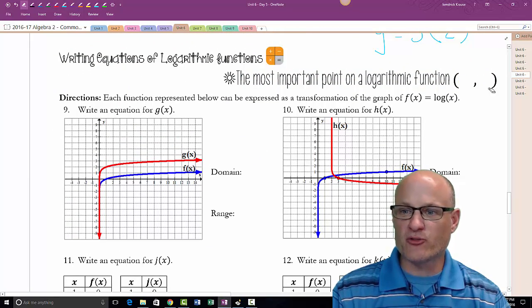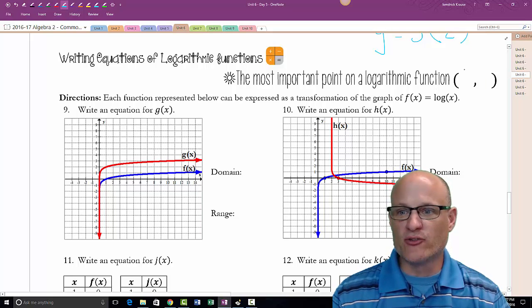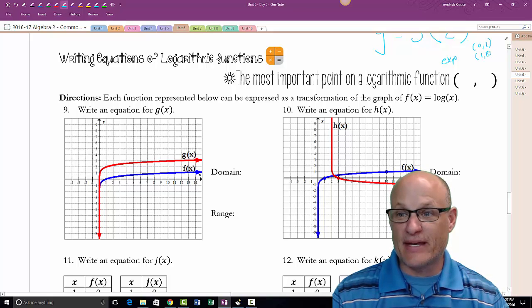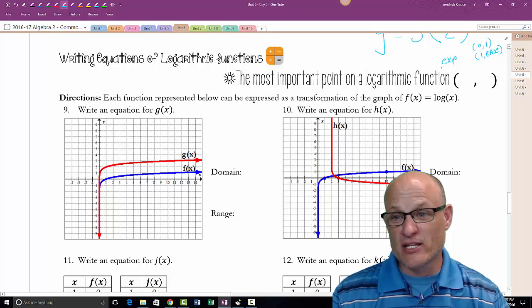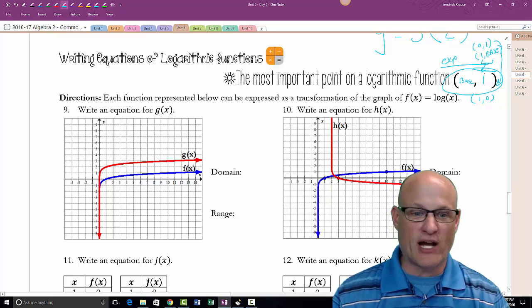So, as before, the most important point for an exponential is that you have 2 points. You know it's going through 0, 1, and you know it's going through 1, base. Well, for a logarithmic, you know it's going through the point 1, 0, but it's also going through the point base, 1. Notice they are just inverses of each other. So we're going to be looking for this to help us out.